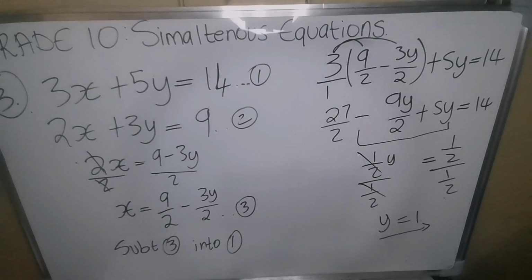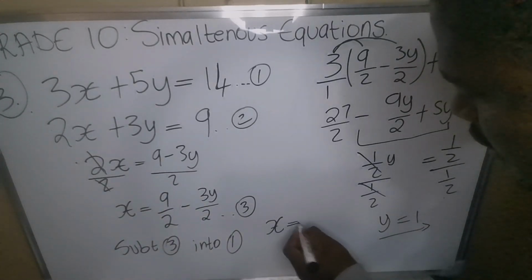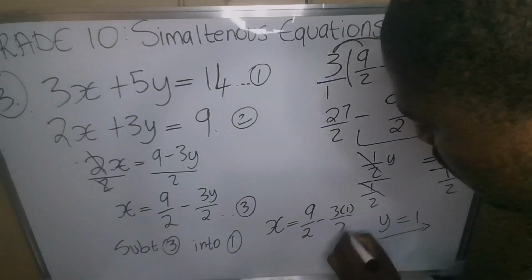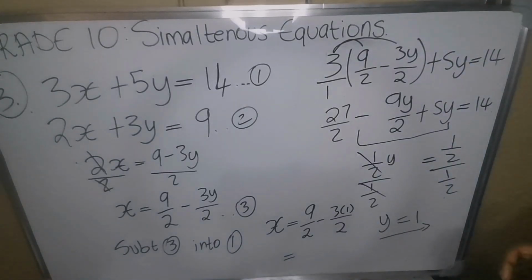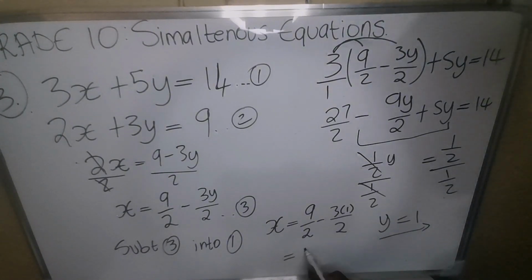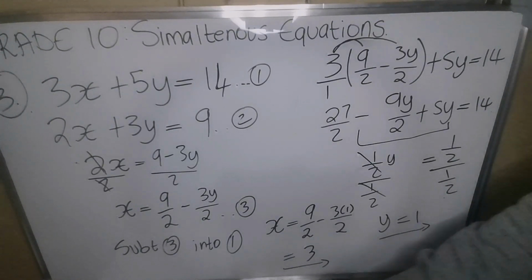I hope we are all clear. Then I found y. How do I find x? I can use equation number 3 to find x. Where I see y, I put in positive 1. x is equal to 9 over 2 minus 3 times 1 over 2. Then I'm going to put that on a calculator. The answer there is positive 3. This is my x. Then you are done with simultaneous equations. That's how you simplify simultaneous equations. Thank you very much, guys. Enjoy your day.